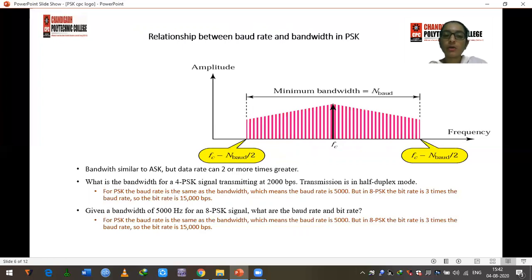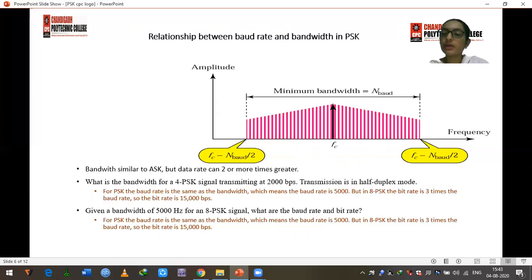So now we can find what will be the bandwidth of a 4 PSK when the signal is transmitting at 2000 bps, and the transmission is in half duplex mode. For PSK, the baud rate is the same as the bandwidth, which means the baud rate is 5000. But in 8 PSK, the bit rate is 3 times greater.